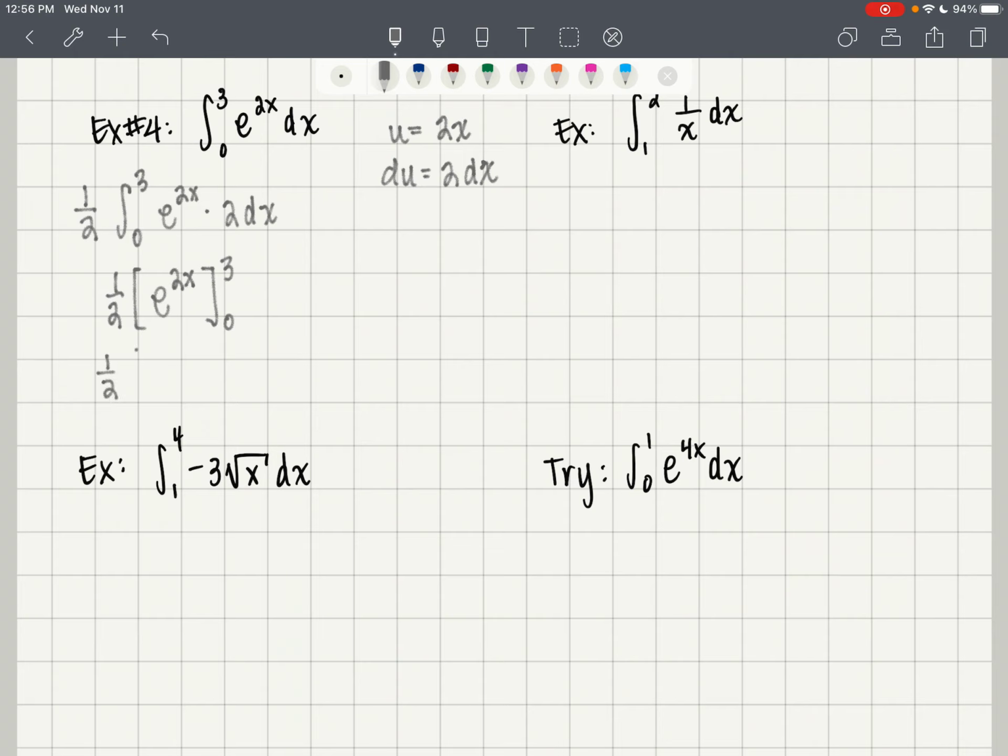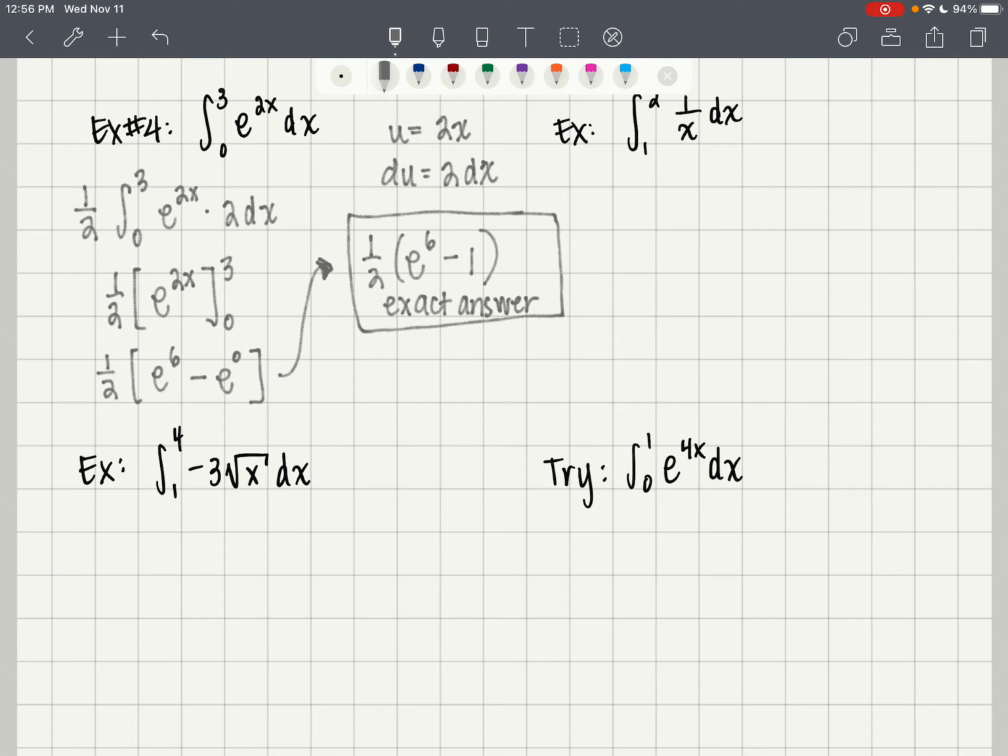So we'll have 1/2 times the quantity e to the 6th minus e to the 0. 2 times 3 is 6, 2 times 0 is 0, e to the 6th minus e to the 0. Be very careful here that the numbers aren't playing tricks on your brain. You've got 1/2 times the quantity e to the 6th minus 1. So this is an exact answer, because we can't do anything else with that.